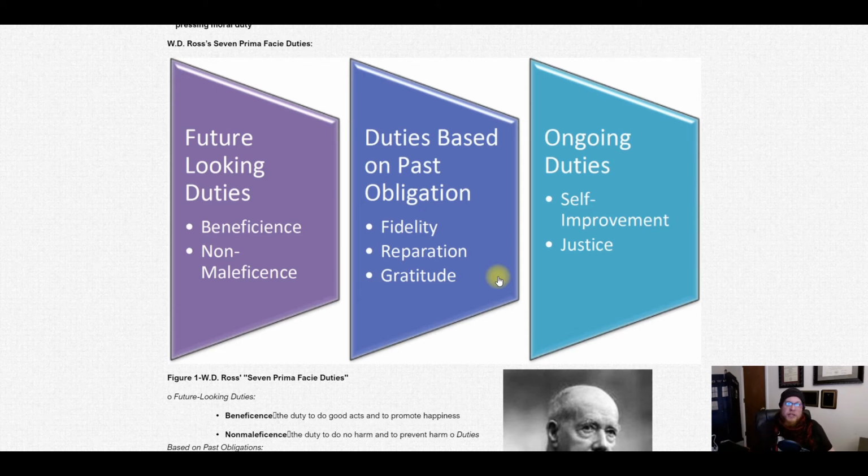Finally, we have ongoing duties. These aren't merely the starting point, and they're not things that are situational. These are ones that they never stop. For example, with fidelity, you keep a promise, you fulfill your promise, it's done. Ongoing duties keep on going. They never, ever, ever stop. So they are self-improvement and justice.